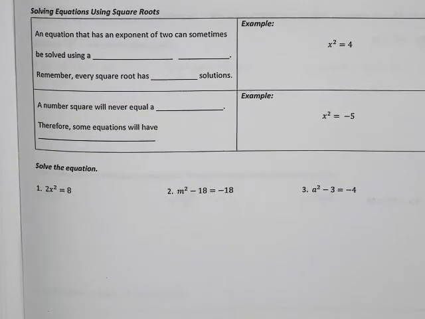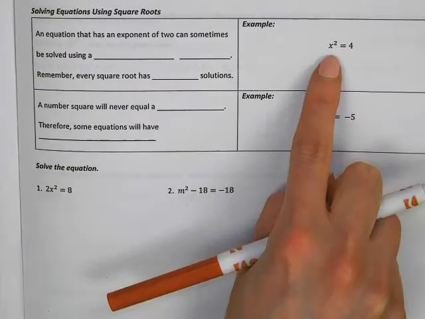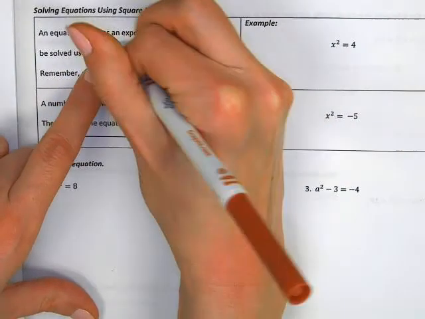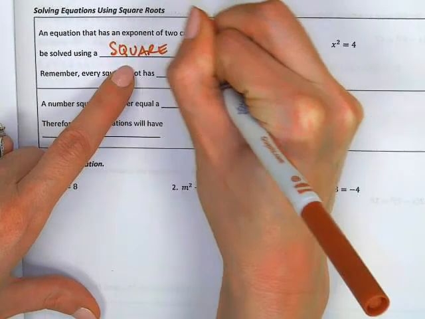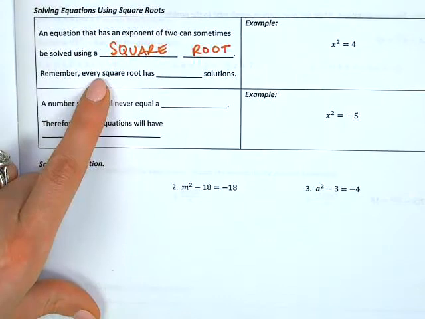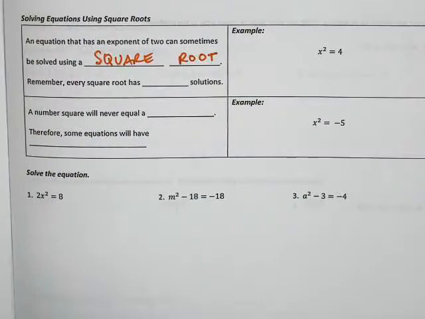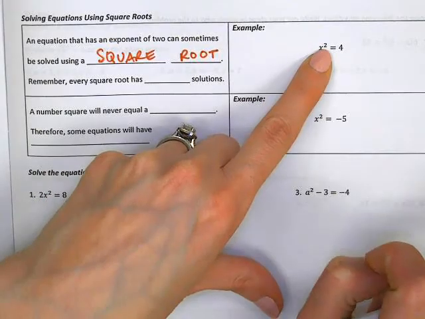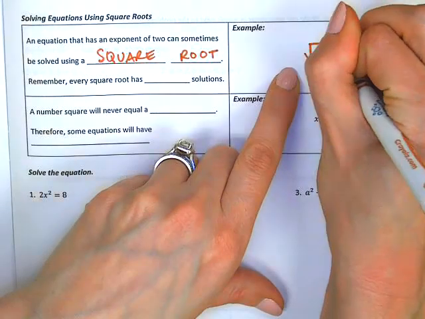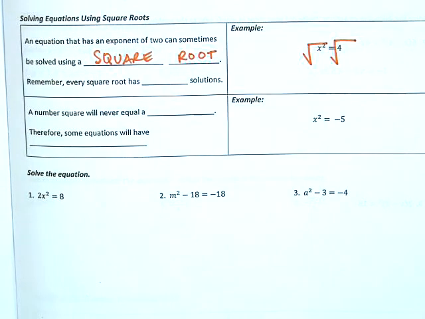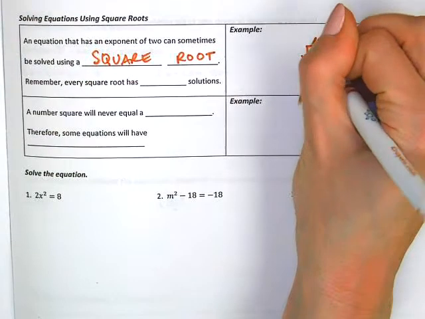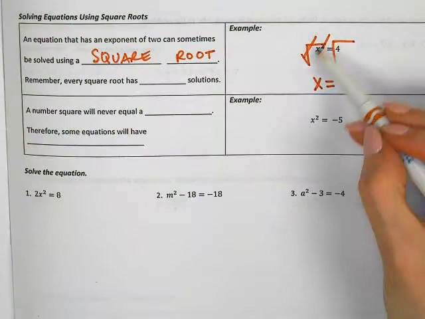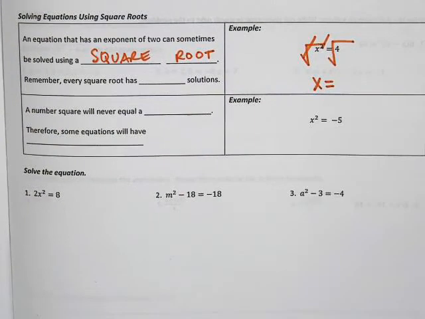So when you guys have an equation with an exponent of 2, sometimes it can be solved using a square root. Okay, so if you want to solve for x, the way to undo a squared is to square root both sides. And what that does is it cancels and it gives you x. So whenever you have x squared equals a number, you square root both sides.